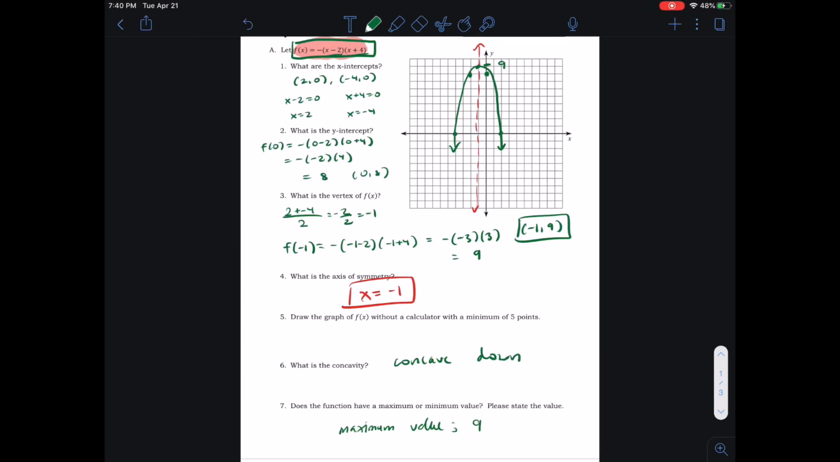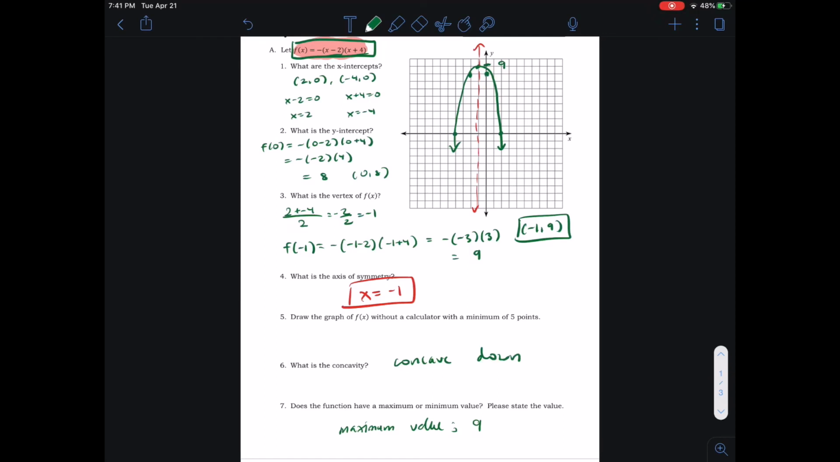Take a close look at what we just did here, right? And understand all the components to it, because there is a lot going on. Understand that when you have something in factored form, you can easily find the zeros or the x-intercepts, right? And you can use that to find the vertex, right? And things like that.